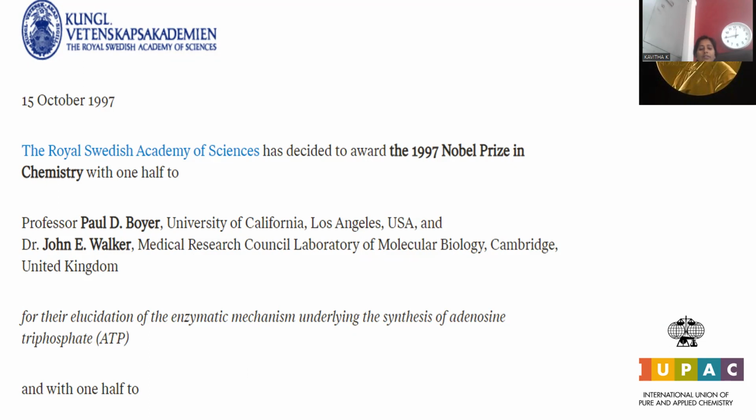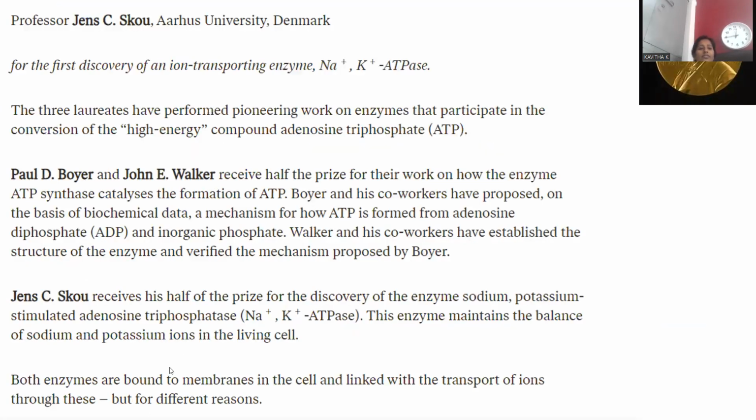In it, energy is stored. How it works and what the enzymatic action is, the entire elucidation was carried out by these two scientists together. Another is Professor Jens C. Skou, Aarhus University, Denmark. He was accorded the Nobel Prize for the first discovery of the ion transporting enzyme sodium potassium ATPase. This is the enzyme by which ion transportation is possible, and this mechanism was elucidated by the scientist Jens Skou. This is the brief information, and we will enter into the discussion in detail.